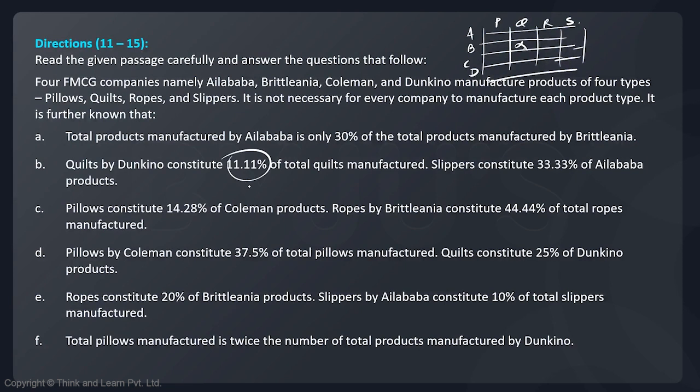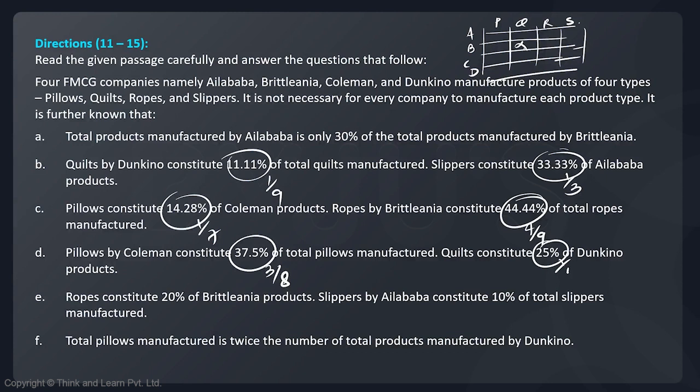The important part here is that 11.11 should be quickly converted to 1 by 9, and 33.33 is 1 by 3. This is going to be 4 upon 9. 14.28 is 1 upon 7. 37.5 is 3 upon 8. 25% is 1 by 4. 10% is 1 by 10, 20% is 1 by 5. So these percentages are important, the conversion from percentage to fractions. So we will require a table like this, wherein we will be putting in the values as per the percentages.